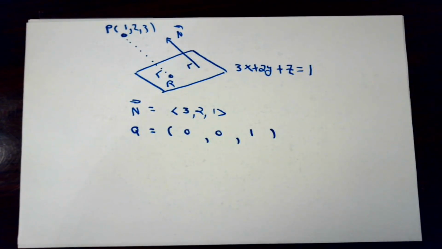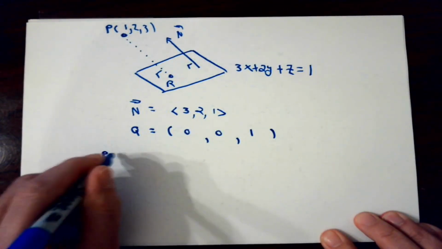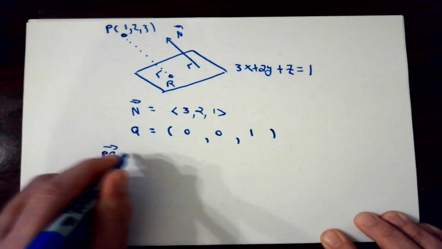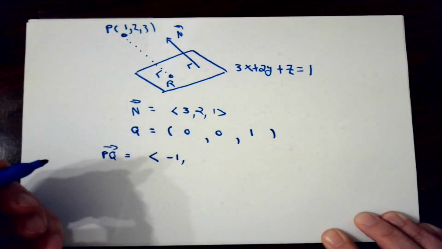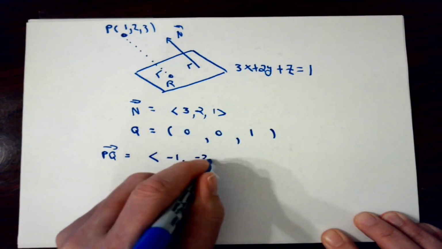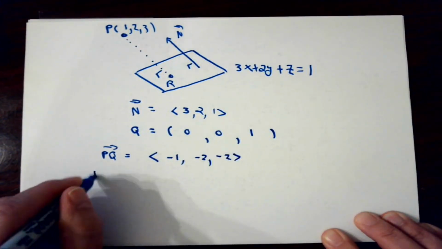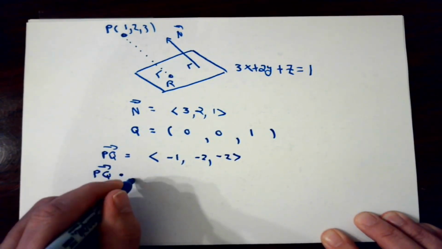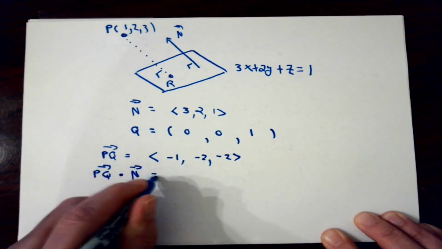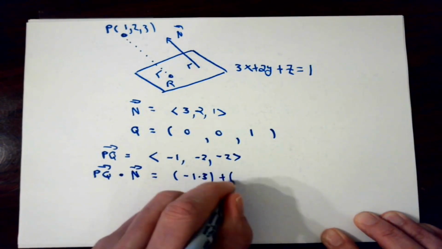Next, I need to know the vector from P to Q. But this is just one of our end minus start deals again, so this is easy to do. Next, calculate PQ dot n, which is the dot product of two vectors that we already know, so that will be easy enough to do.